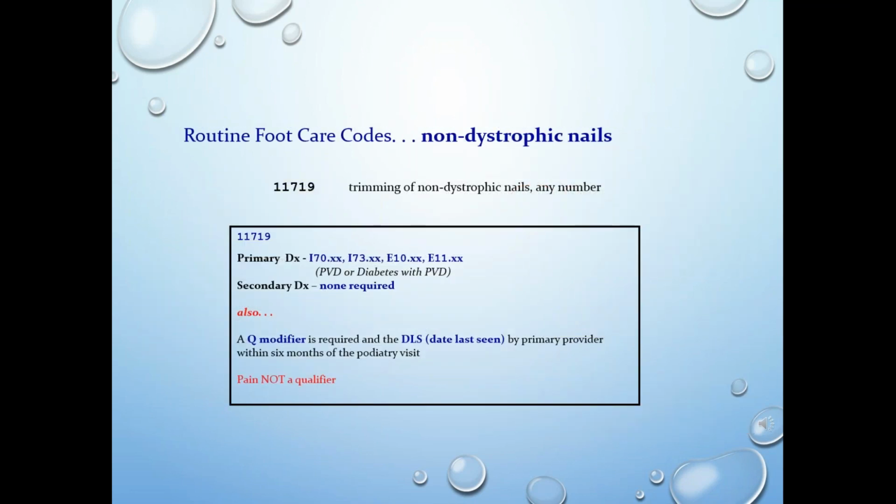Non-dystrophic nails, 11719. Again, using that Q modifier and making certain that you have some type of at-risk foot care as that primary diagnosis. Of course, no mycotic nail diagnosis here, so B35.1 won't be seen here. But usually PAD, PVD, diabetes, things like that will be your primary and sole diagnosis on these claims. But that Q modifier and that date last seen showing that it's an at-risk foot care code is always going to be necessary for these claims themselves.